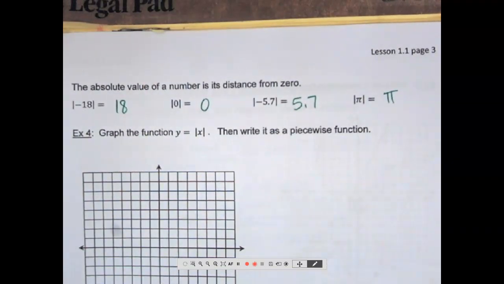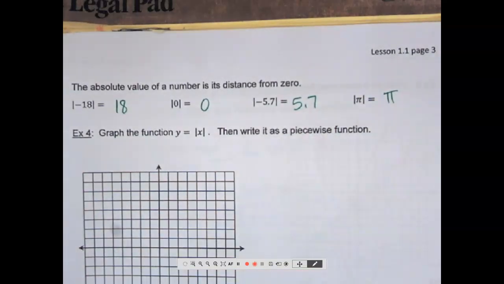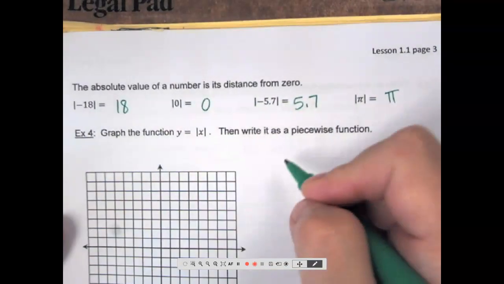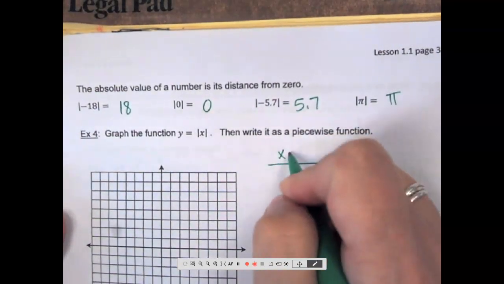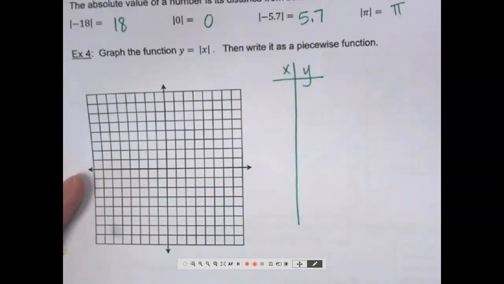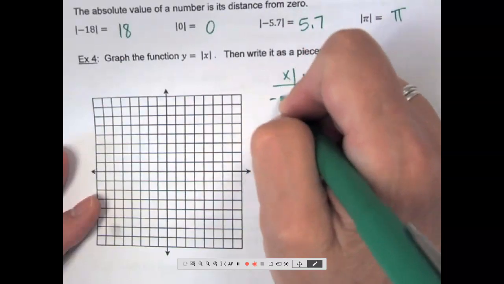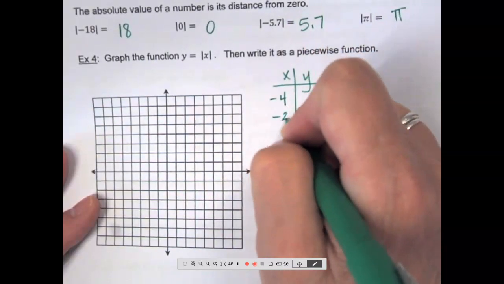Okay, we're going to graph the function y equals absolute value of x. Do you know what that looks like? Have you graphed it? Perfect. And then we're going to write it as a piecewise function. Okay, we're going to start old school. We're going to do table of values, just like we did before with the step function. And I'm going to use the integers from -4 to +4.